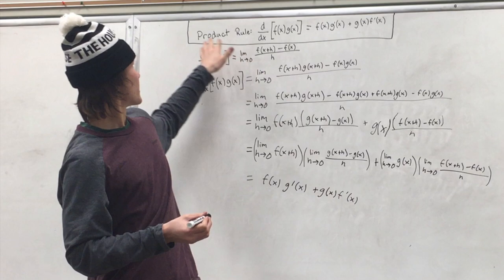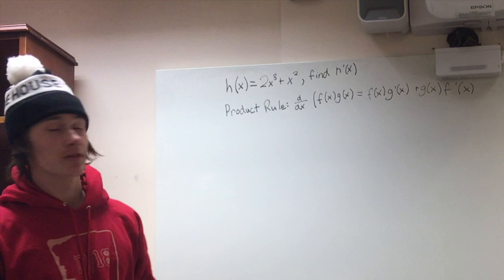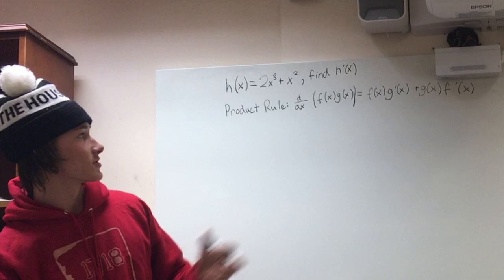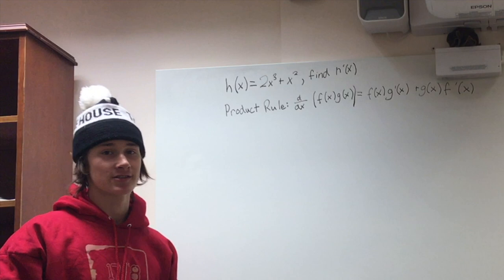All right, so for our first example problem, we will be finding the derivative of h of x, where h of x equals 2x to the third plus x squared. We'll be doing that using the product rule, which stands as the derivative of f of x times g of x equals f of x times the derivative of g of x plus g of x times the derivative of f of x. So we will start by finding the separate derivatives of f of x and g of x, just to make our process a little easier later on.